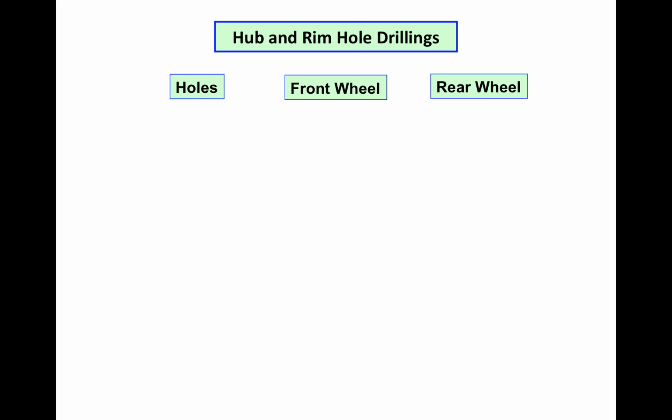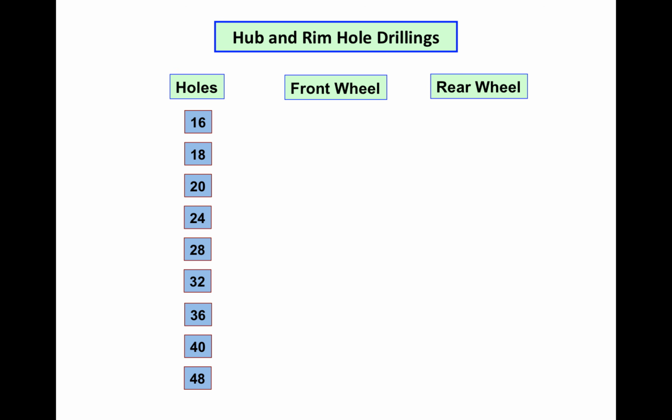Let's look at hub and rim hole drillings and see what's appropriate for front and rear wheels. Once again, a little table, holes, the front wheel and the rear wheel. And we'll start by looking at all the different possible numbers of holes, and we'll tentatively say that all of those are good for the front wheel and for the rear wheel as well. However, in reality, when we look at an 18-hole hub and rim, we cannot use that in the rear wheel, so that leaves us there with our final options.